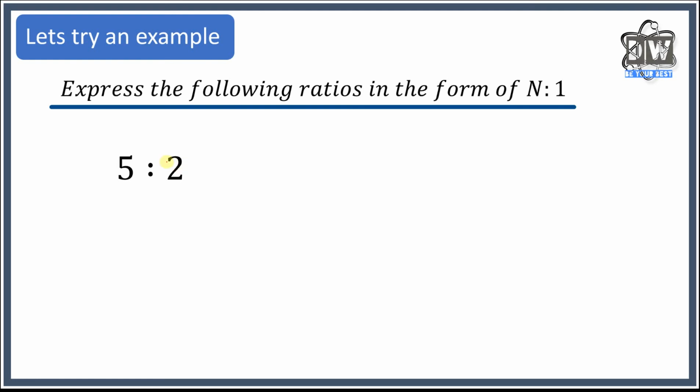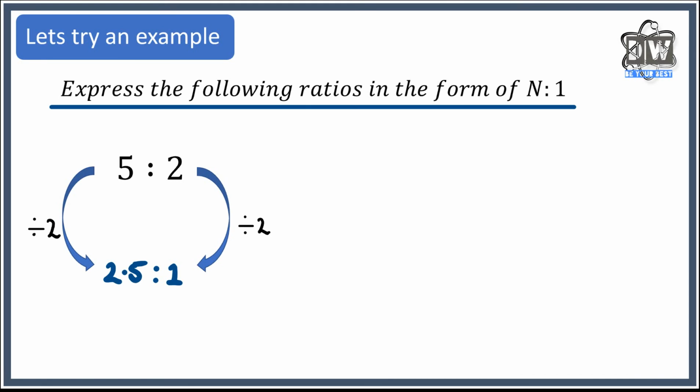So remember, we're making this number into 1. So what do we do to this side? We're going to divide it by 2. Whatever we do to that side, we need to do to the other side. So we're going to divide 5 by 2, and it's going to give us 2.5 to 1.